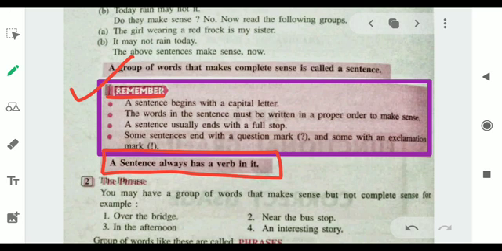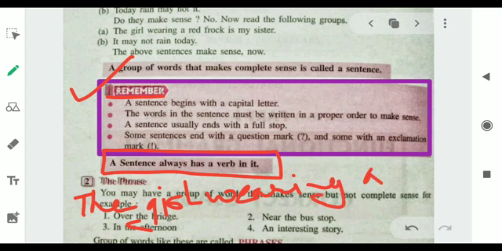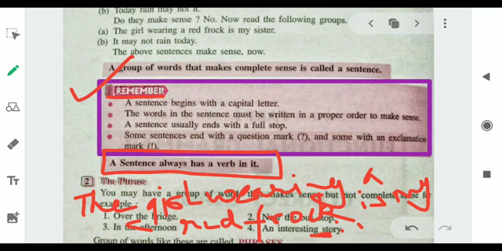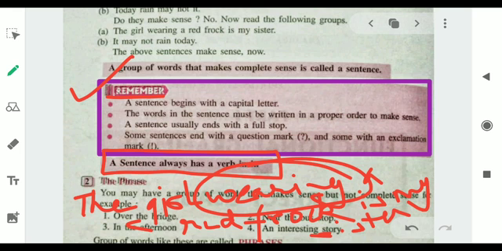Verb is, yes, verb tells us what the subject is doing in a sentence. Very good. Now, for this, I'll take one example. The girl wearing a red frock is my sister. Yes, over here wearing is the verb, right?